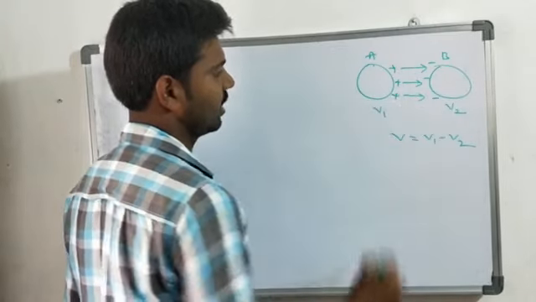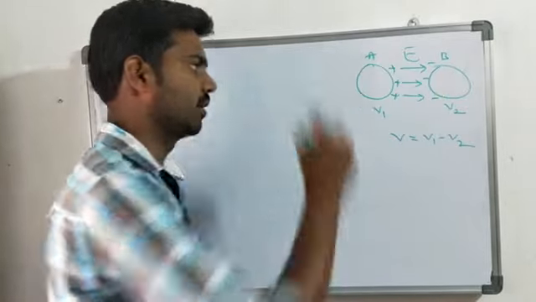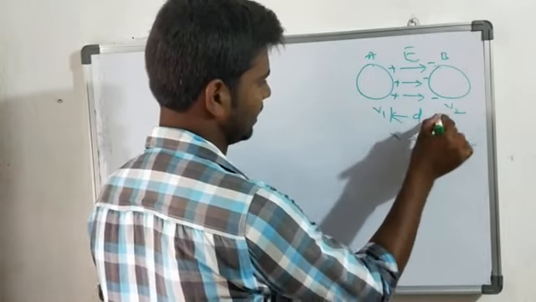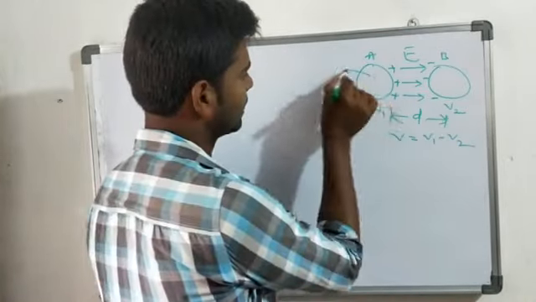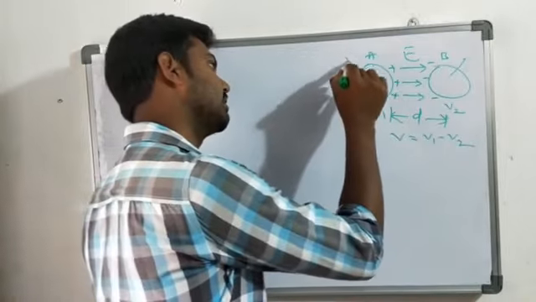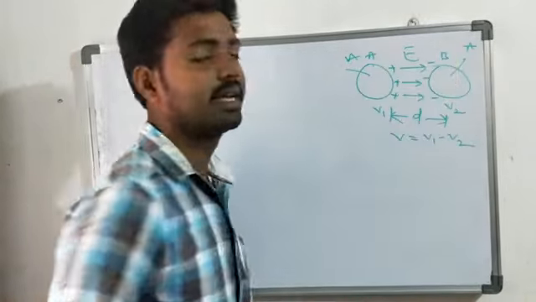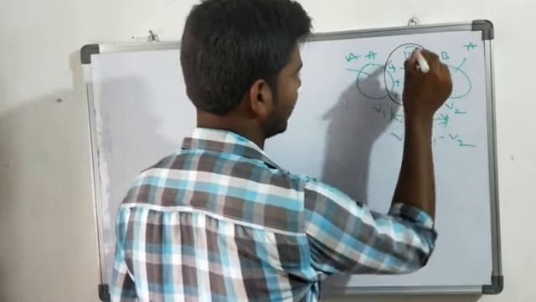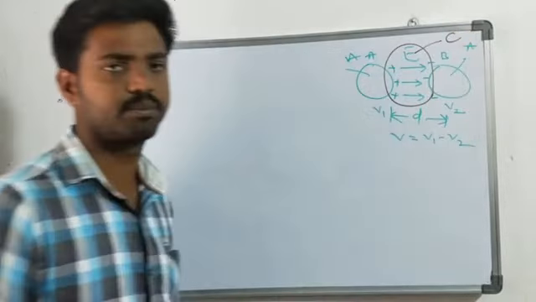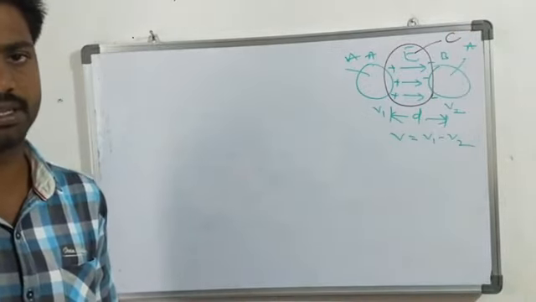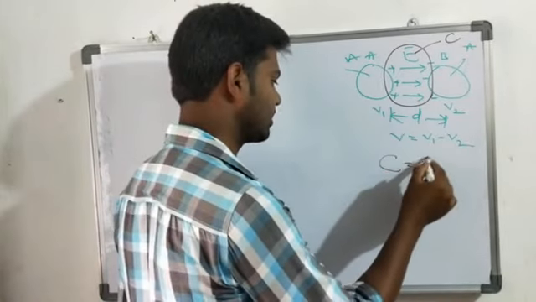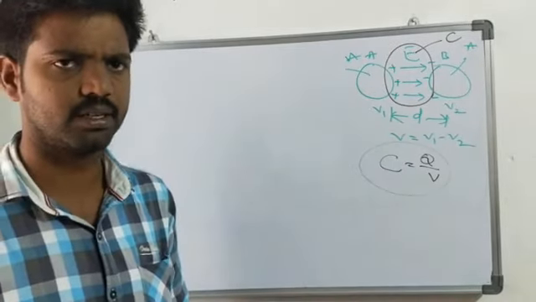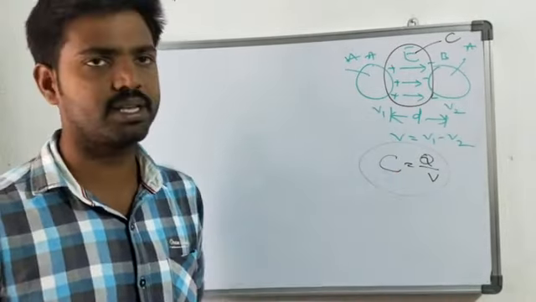The electric field between the two is E. The separation distance between the two conductors is D. This conductor and this conductor have the same area. Now the question is, between these two, what is the capacitance of the capacitor? Simply, the capacitance C is equal to Q by V. You know that.